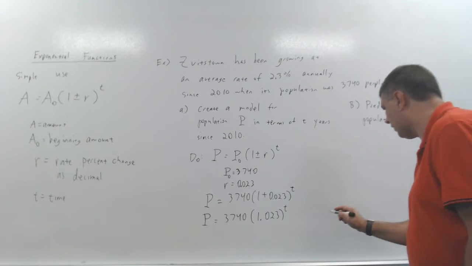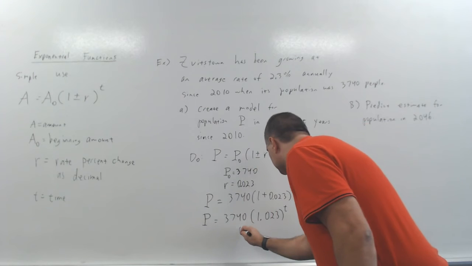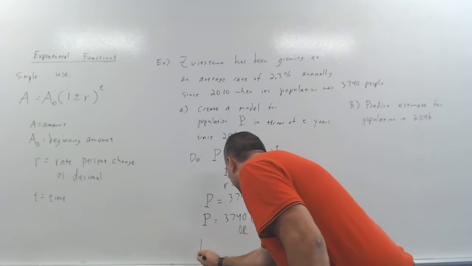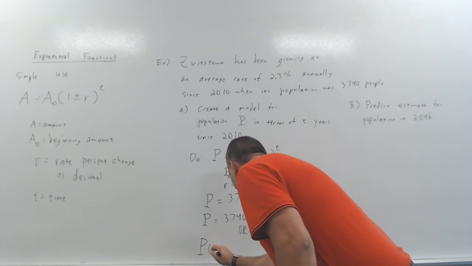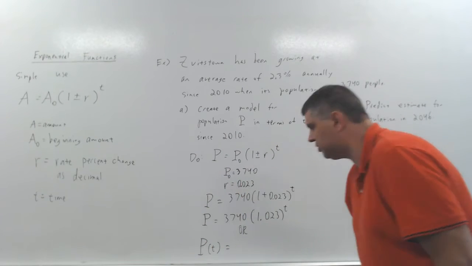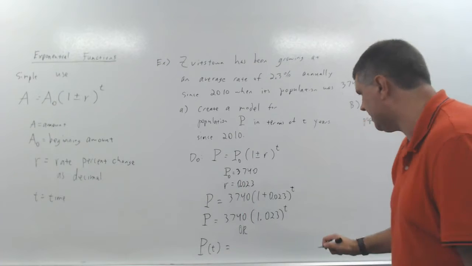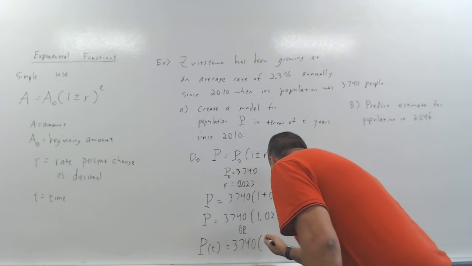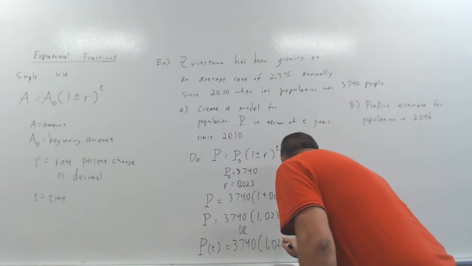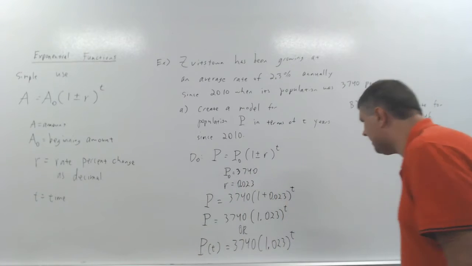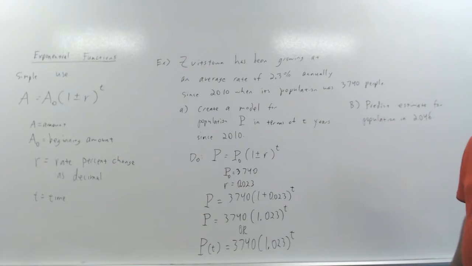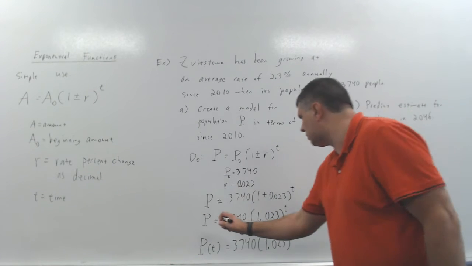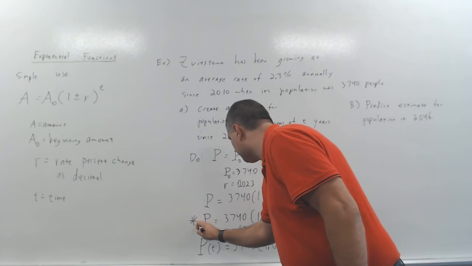Or alternatively, you could have done capital P of T equals 3740 times 1.023 to the tth power, in terms of function notation. Okay, either one of these would be considered equally acceptable.